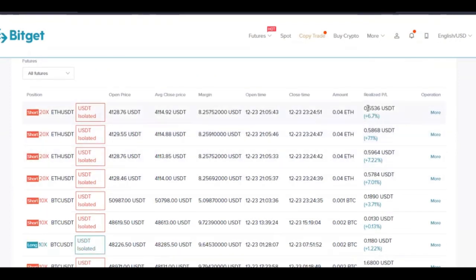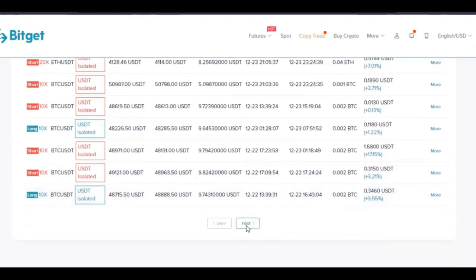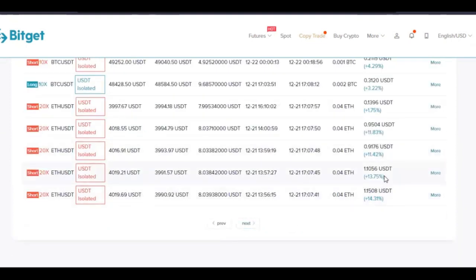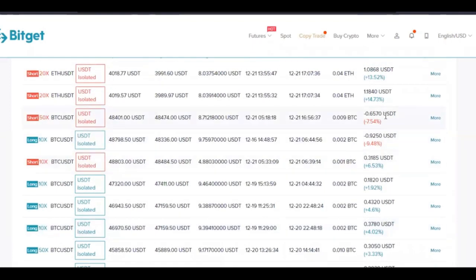You can see the profit that I'm making is about 50 something cents. At times it is $1, at times it is two, at times it is $3. Some it is $2, $3, and it goes on like that. These are all the histories of my trades. And I equally incur losses sometimes. Yes, I do incur losses sometimes.